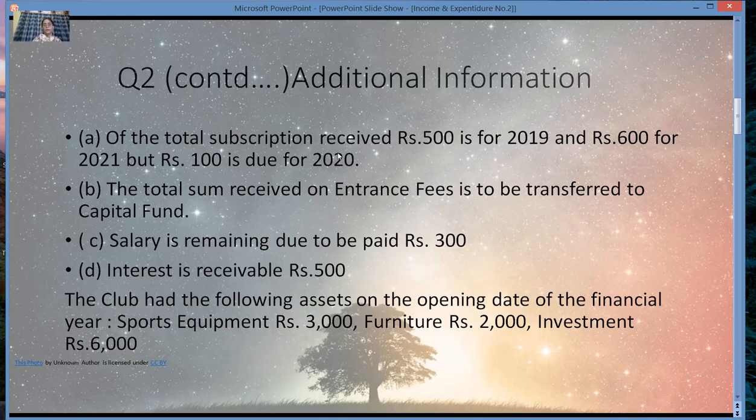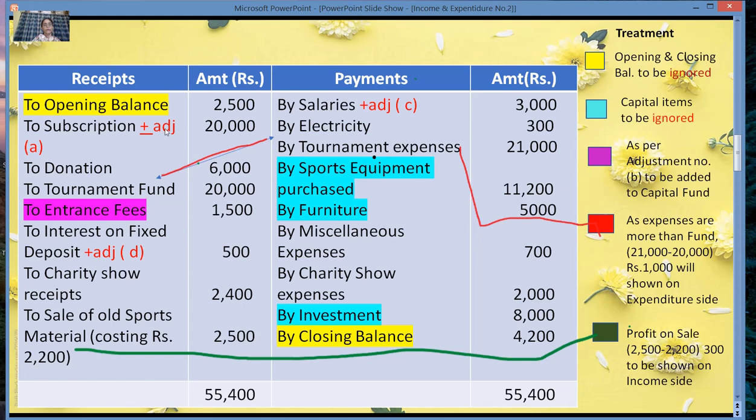Number 1 says, of the total subscription received, remember another rule of income and expenditure account: we only consider those incomes and expenditures relating to the current year. Of these 20,000, the subscription receipt includes 500 for the previous year 2019 and 600 for the future year. So these are to be deducted. And for the current year there has been an outstanding of rupees 100, so that is to be added. That is why I have written plus minus adjustments of subscription.